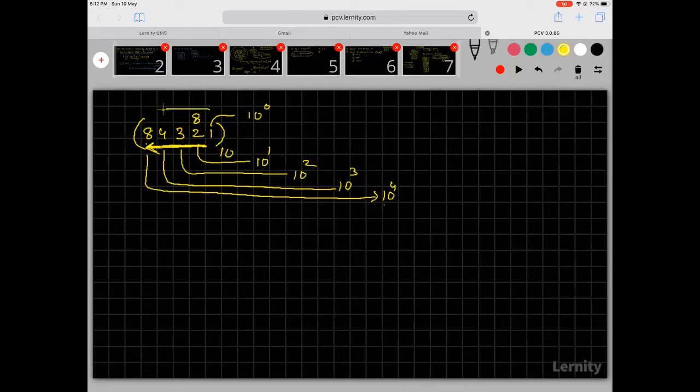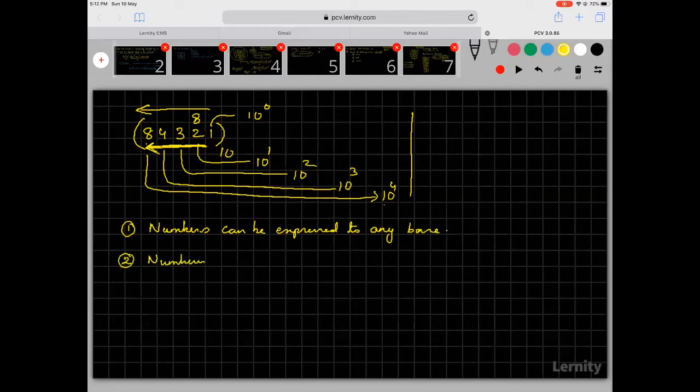As you go from the right to the left, the place value increases. And I am saying this is true not just for 10, this is true for numbers to any base. So I hope you all have understood. What you should have understood is, first, numbers can be expressed to any base. Second, numbers can be expressed to any base.